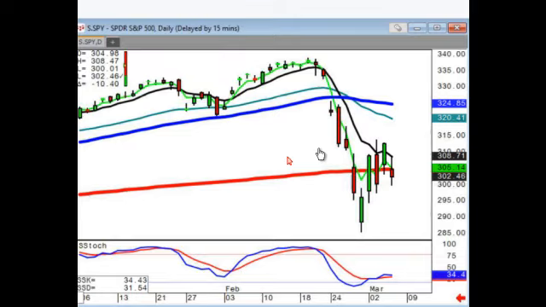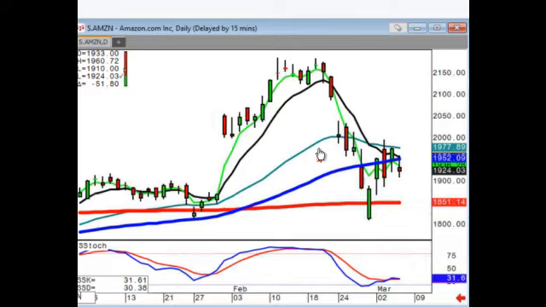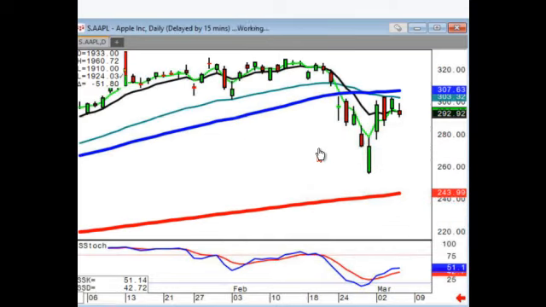Okay. All right, let's take a look at the biggies real quick to get them out of the way. Look what happened to Amazon. Tried to come up, failed. What do we got? Probably a possibility of coming back to the 200. Same scenario. Some people ask, why do you have the 34 on here? Because the 34 sometimes acts pretty good.